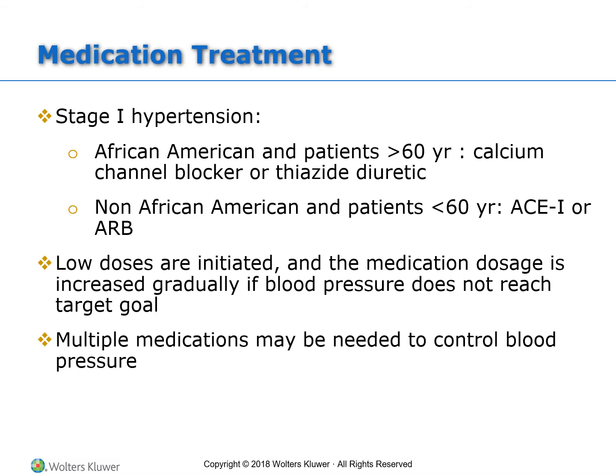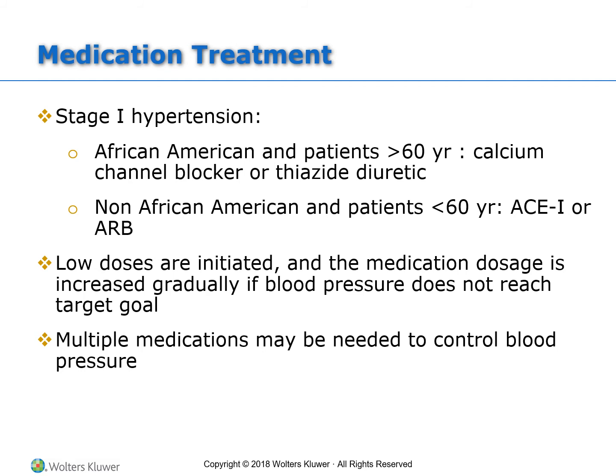If they have stage 1 hypertension and they're African American or they're over the age of 60, they will generally get a calcium channel blocker or a thiazide diuretic. Thiazide diuretics are great because they reduce the circulating blood volume, and it will in turn reduce their blood pressure. It also might make them void more, so they do need to be aware of that.